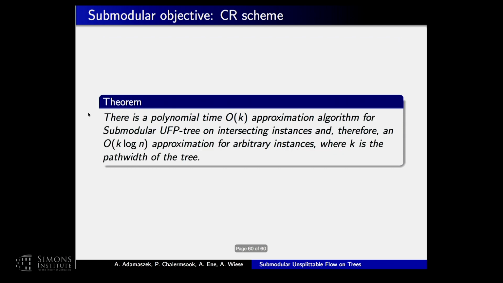And that gives us a k approximation for intersecting instances, which gives us a k log n approximation for arbitrary instances. Okay, thanks.